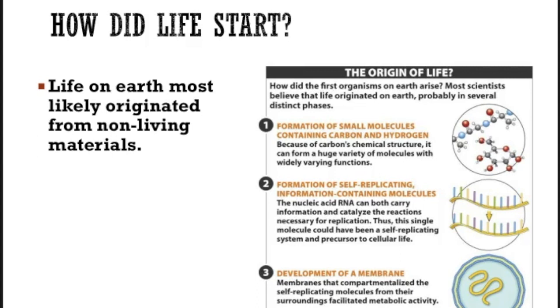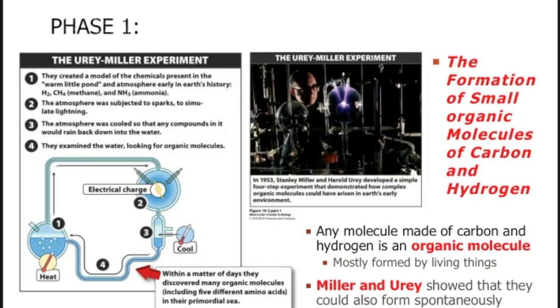Then finally, remember that all life is made up of cells, and cells are surrounded by membranes. So we have to have the development of a membrane. All three of those things have to happen in order for life to evolve, and it doesn't have to happen in any particular order. They just all three have to come together. So what do we know? What evidence do we have that this is how it must have happened?